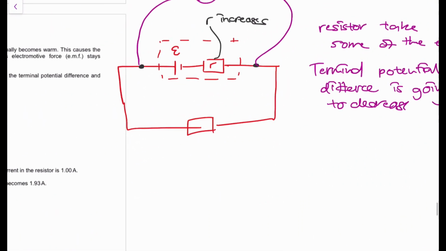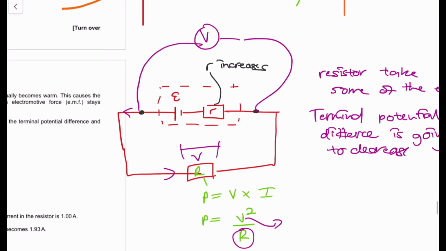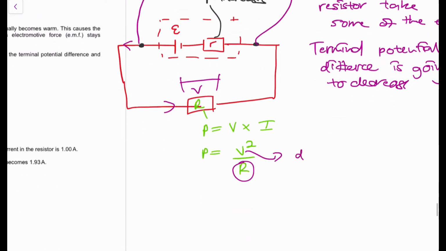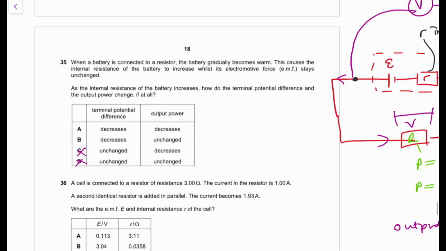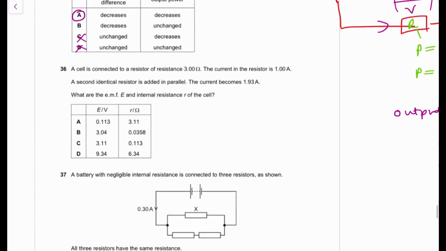But what about the output power? I could say that my output power is going to be here. What am I going to measure here? That's going to be my output power. Power is going to be V multiplied by I, the current that's going to flow through the circuit, or I can replace this and get P equals V squared divided by R. And you know that the value of R, this one, is not going to change. But I've said that the terminal voltage is going to be lower. So if this is going to decrease, what does it mean about my output power? It means that my output power is also going to decrease, and the answer is going to be A. Move on to question 36.